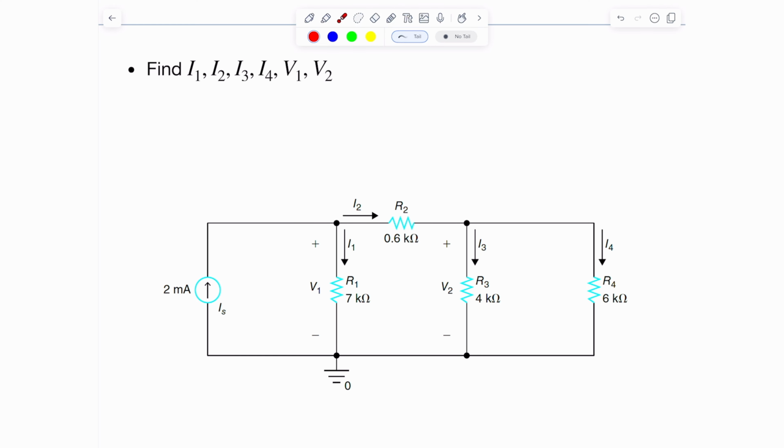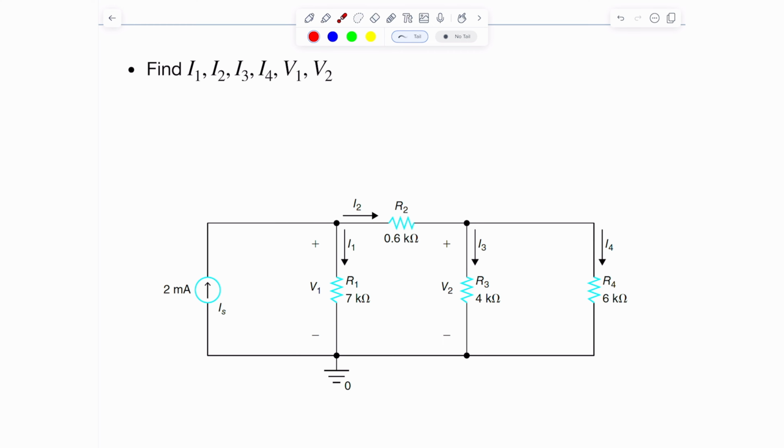Of course, your first intuition is probably, well, let's use current division. This 2 milliamp gets divided into here and here. And yes, that is true, but we can't use the current division rule right away because, as it turns out, R2 is not connected in parallel to R1. R3 is not in parallel with R1.